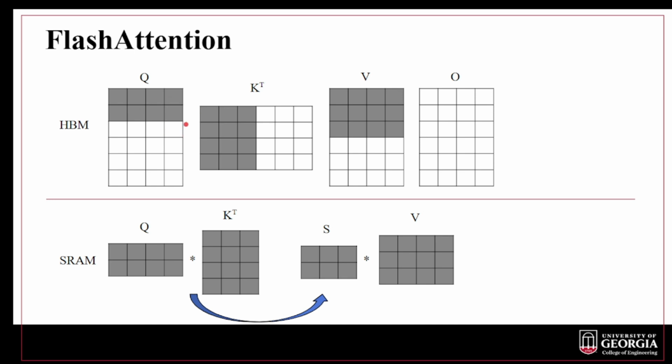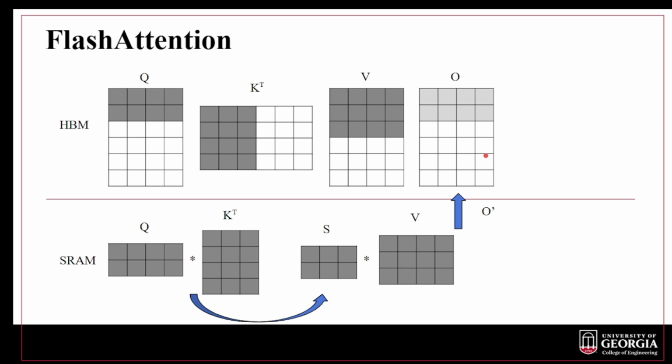At the beginning, we load the first two rows of Q, first three columns of K transpose, and the first three rows of V from HBM into SRAM. And then we compute Q times K transpose to get S. At that point, we do not write S back to the HBM. Instead, we directly proceed to compute O equal to S times V within SRAM.